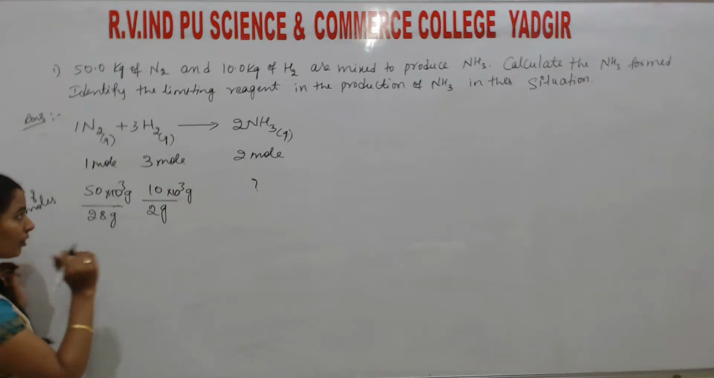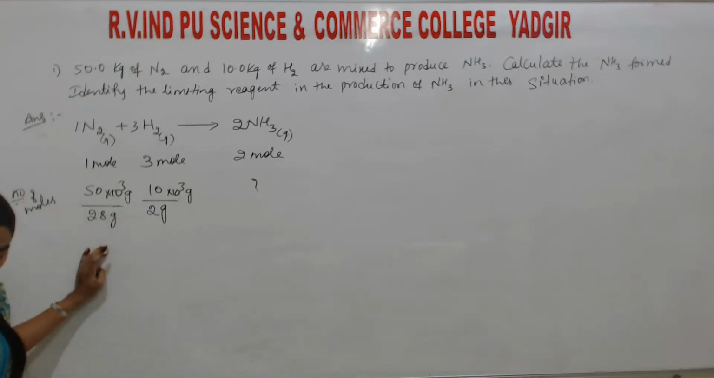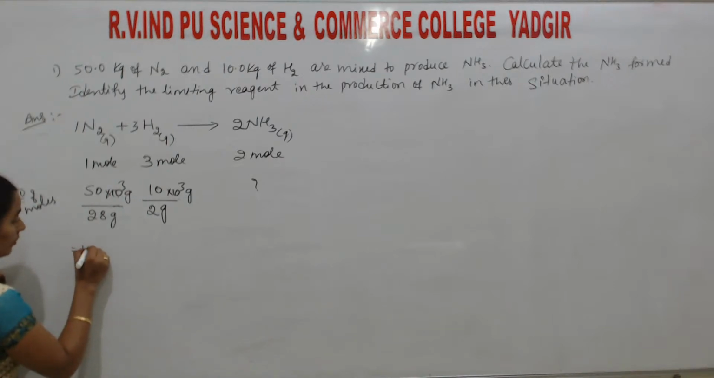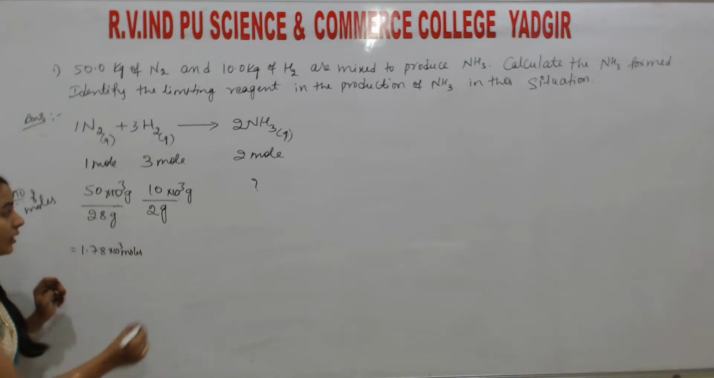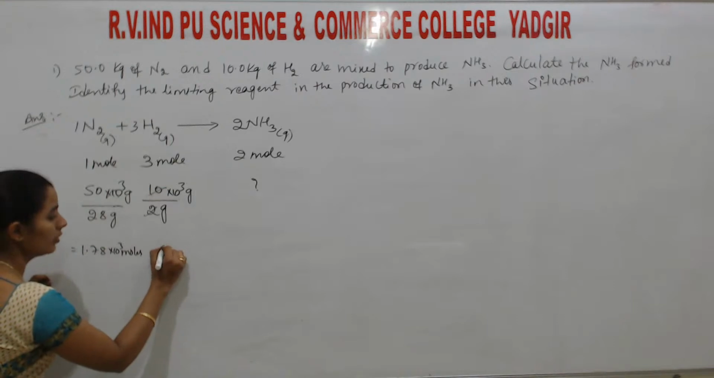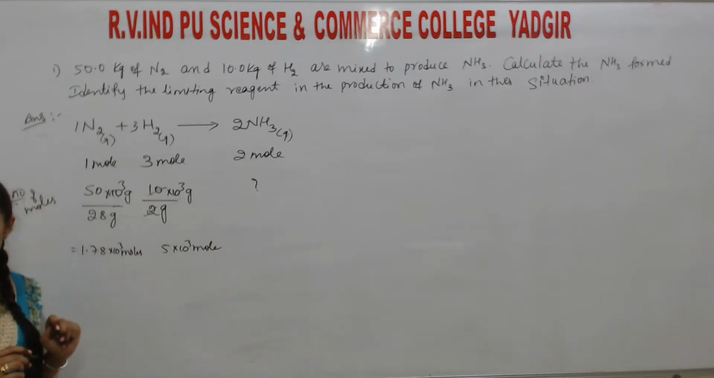Correct? So the number of moles you will get is 50 divided by 28. You can easily calculate 50 divided by 28, which is 1.78, I'll take this much only, into 10 power 3 moles. This one is 5 into 10 power 3 moles.